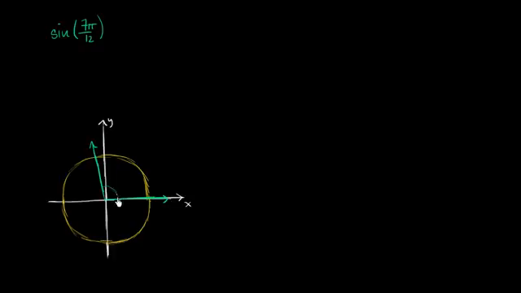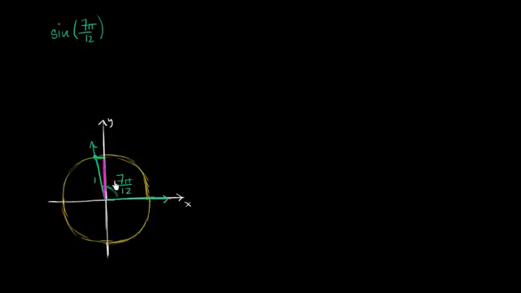This is the angle that we're talking about. That is 7 pi over 12 radians. And the sine of it, by the unit circle definition of sine, is the y-coordinate of where this ray intersects the unit circle. This is a unit circle, it has radius 1. Where it intersects, the y-coordinate is the sine. So another way to think about it, it's the length of this line right over here.